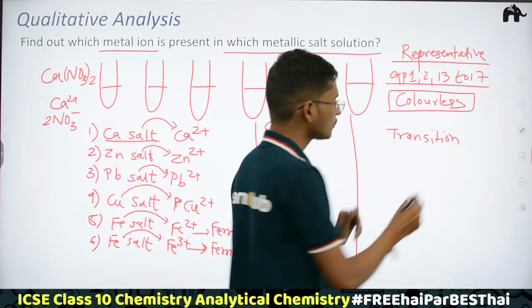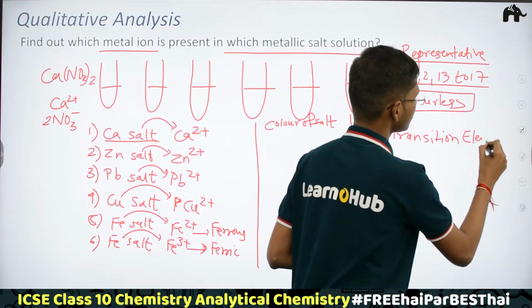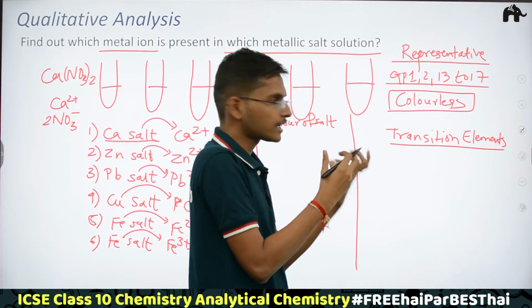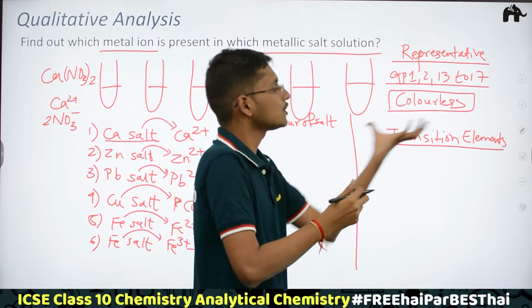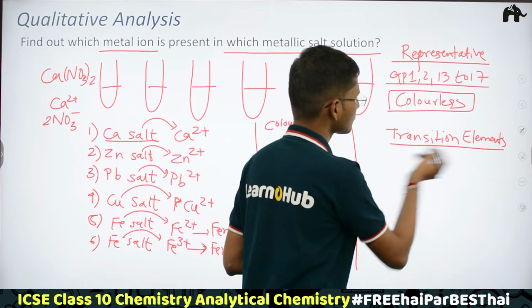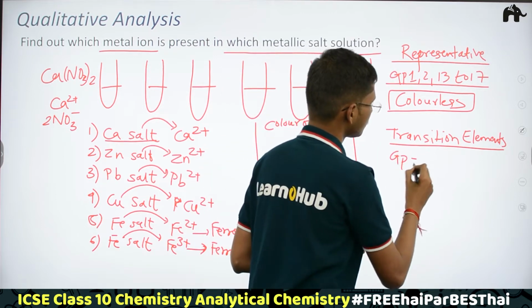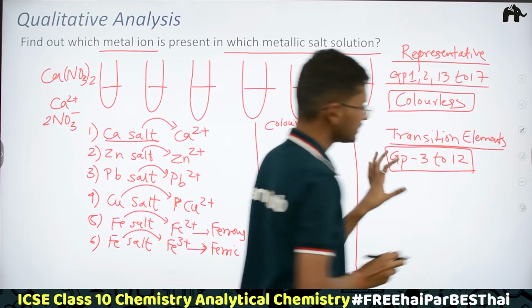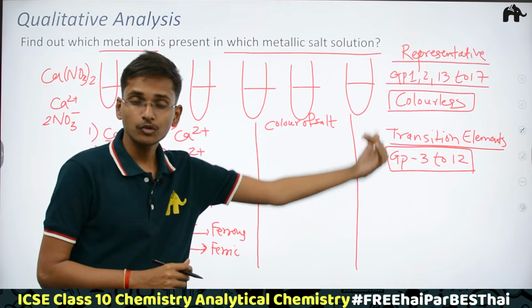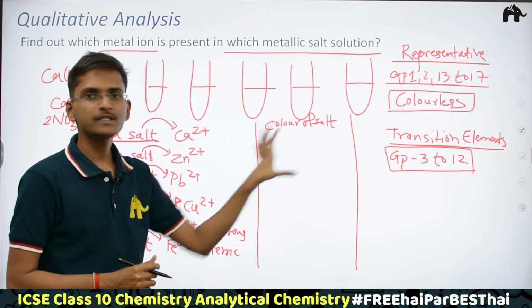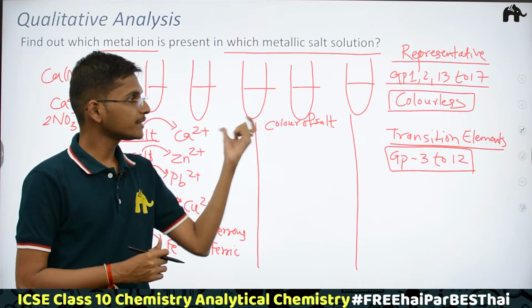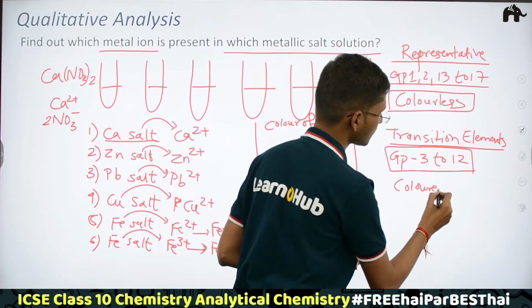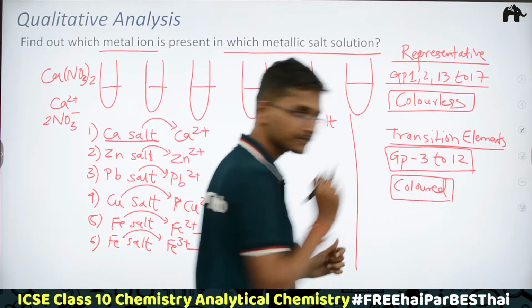No worries if you don't remember it, but you should actually remember it. No worries if you don't get the click of what the transition elements are. Very quickly, transition elements are those from group 3 to group 12. All the elements from group 3 to group 12 are transition elements. So if the particular salt is made up of a transition element, then generally those salts are colored.